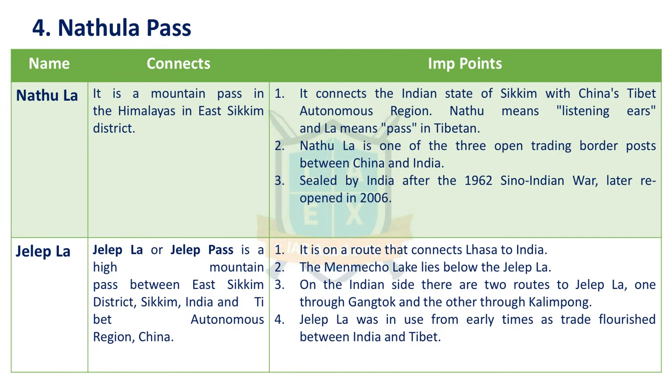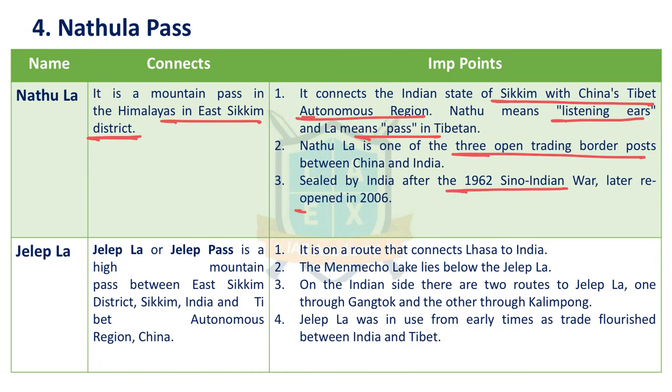Nathula Pass is a mountain pass in the Himalayas in the eastern Sikkim district. It connects the Indian state of Sikkim with China's Tibetan Autonomous Region. Nathula means listening ears. La means pass. Nathula is one of the 3 open trading border posts between India and China. It was sealed after the India-China war and opened again in 2006.